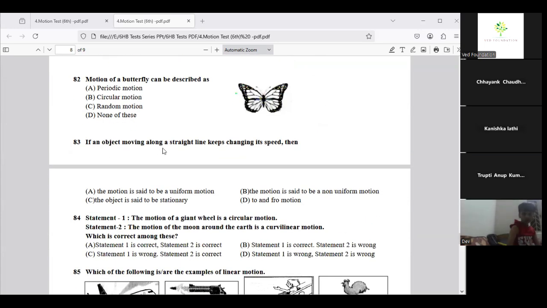83. If an object moving along a straight line keeps changing its speed, then the motion is said to be uniform? No, because the speed is changing. The motion is said to be non-uniform motion. Yes, that is correct. So the correct answer is option B.